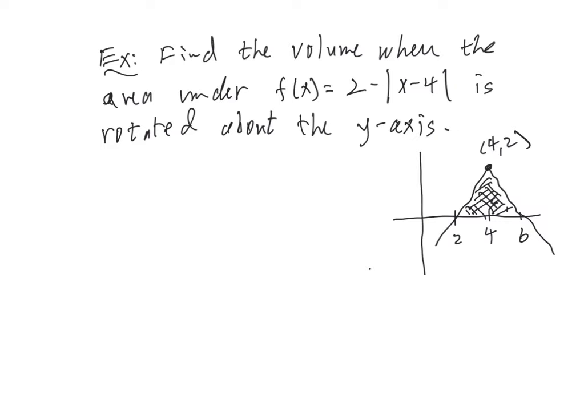So here is a problem similar to one of the homework problems. At least the things you have to deal with are present in one of the homework problems. So let's see. Find the volume when the area under this function 2 minus the absolute value of x minus 4 is rotated about the y-axis.